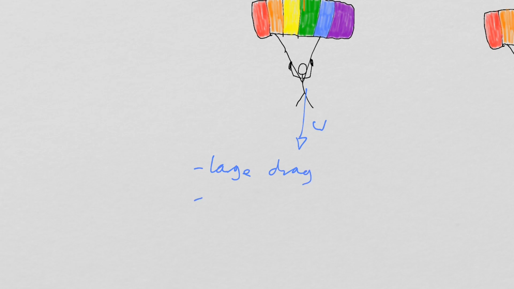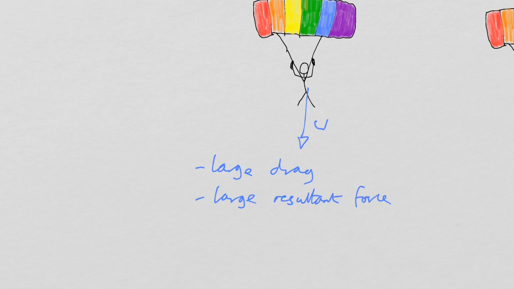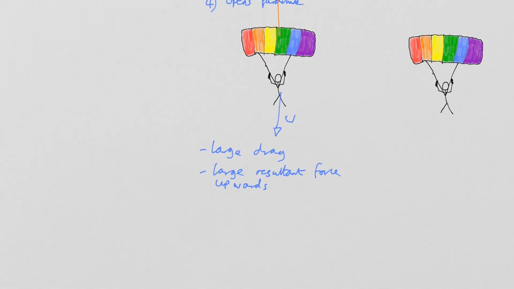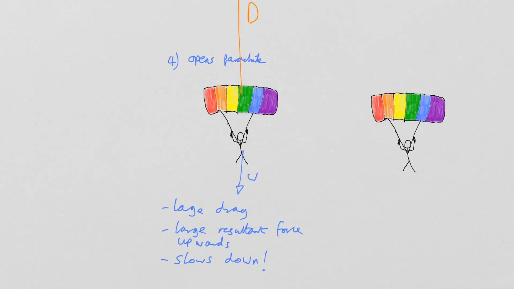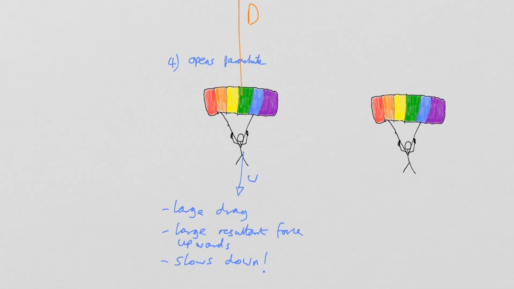Okay, now because we've got a large drag, we're also going to get a large resultant force. But this time the resultant force will be upwards. Because there's a really big resultant force upwards, he is now going to experience acceleration in the opposite direction to his motion. In other words, he's going to slow down. So he's going to slow down rapidly, he's going to decelerate.